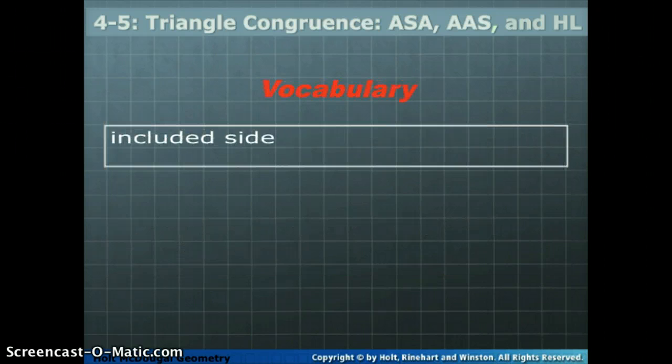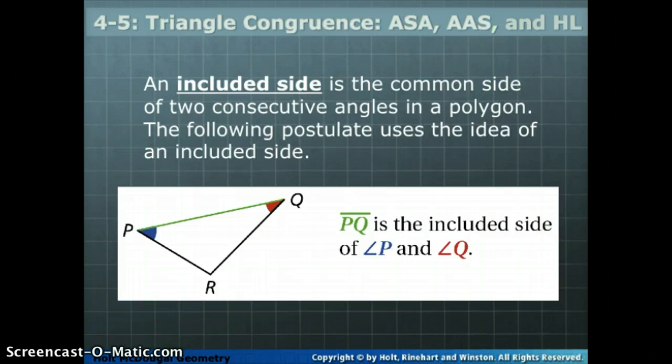So the only new word we're going to learn, which is similar to one we learned earlier, is the included side. If you remember, the included angle was the angle in the middle, or created by the two sides that were congruent. Well, the included side is the common side of two consecutive angles in a polygon. The following postulate uses the idea of an included side.